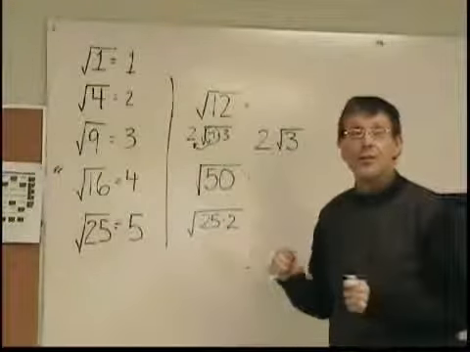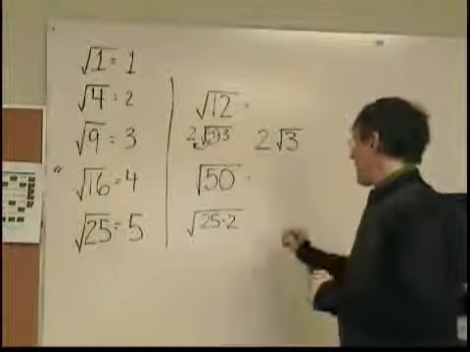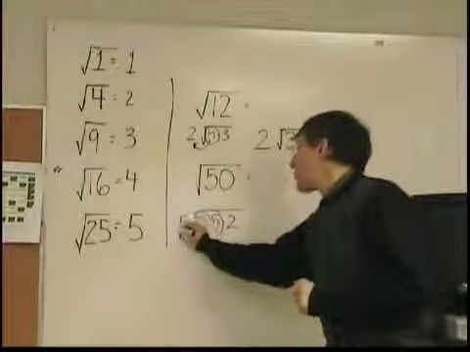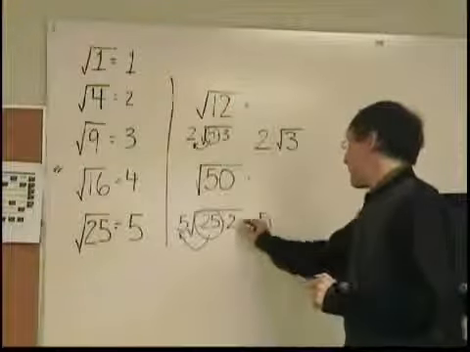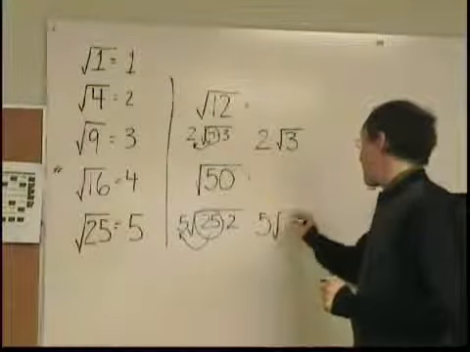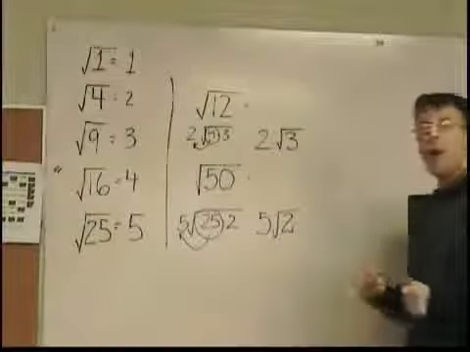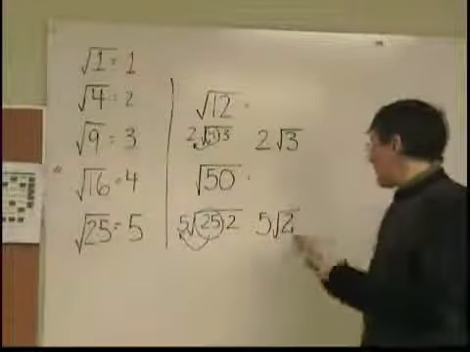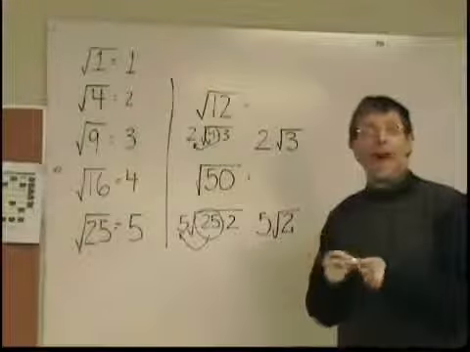Again, important to know your perfect square numbers. The 25 part comes out of the radical as its root, 5. The 2 part stays in, and so you're left with 5 radical 2. That is how you simplify the radical.